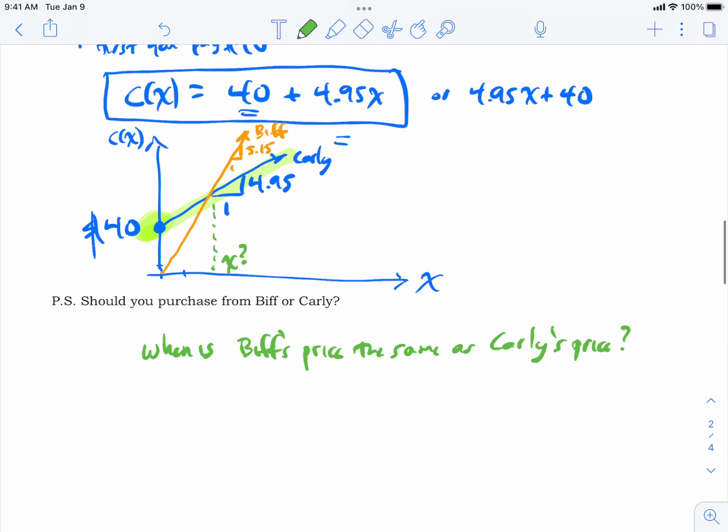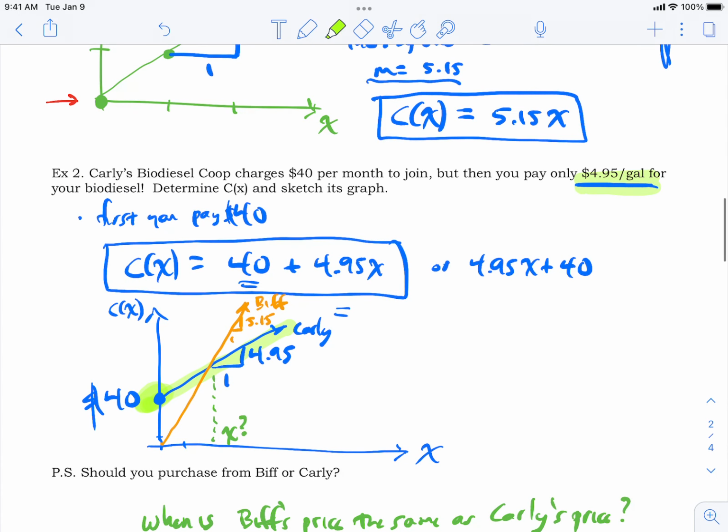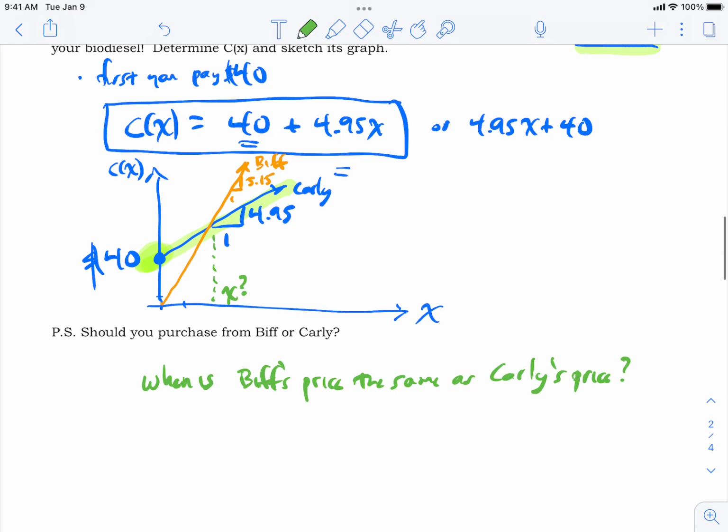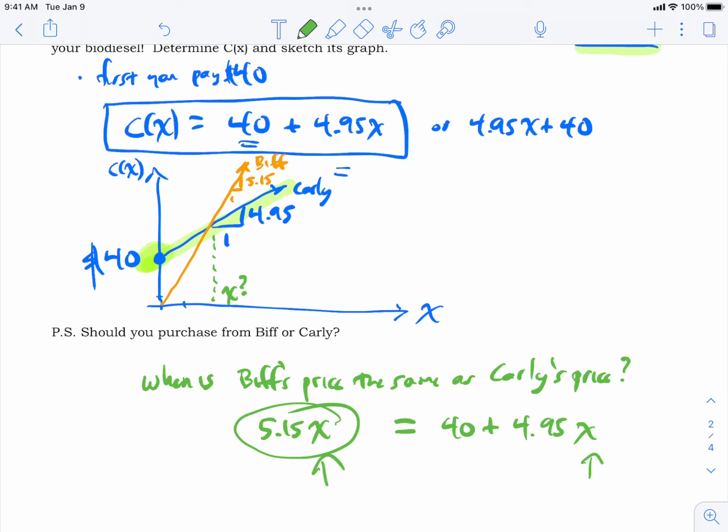Well, Biff's price was up here: 5.15x. So Biff's price is 5.15x. And when is this the same as, equals, Carly's price, which is that equation there, 40 plus 4.95x. So this expression represents how much you pay Biff for x gallons. And if you buy the same number x gallons from Carly, you're going to pay this much instead.